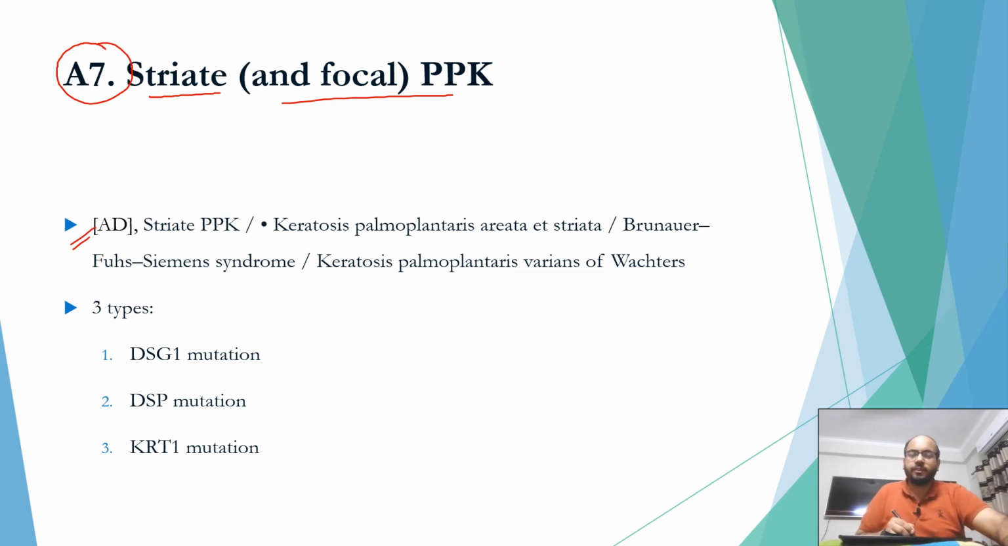It's autosomal dominant in transmission. Other names include striate PPK, and one variant is keratopalmoplantaris variant of Wachters. That is one name you may know, but just remember that it is striate PPK. Now there are three types that have been described. Type 1 is desmoglein 1 mutation, type 2 is desmoplakin mutation, and type 3 is keratin 1 mutation. So depending on what gene, what protein, is mutated, you have three different types of striate PPK.